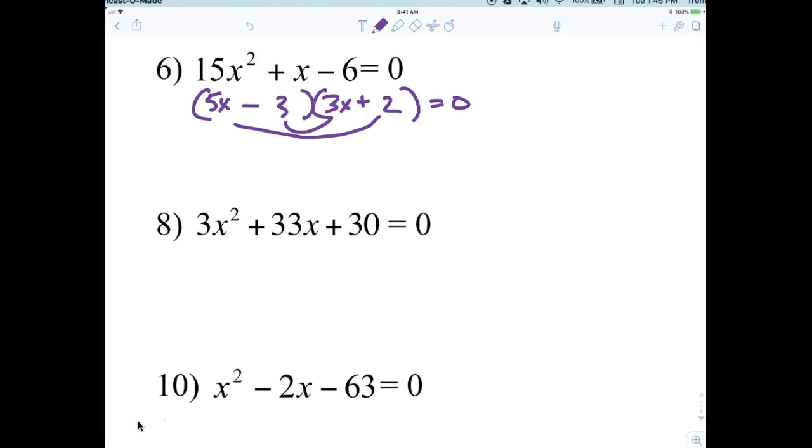So now, Walker, what's my answer? Your answer is x equals 3/5 or x equals negative 0. I am brilliant. Thank you, Walker.